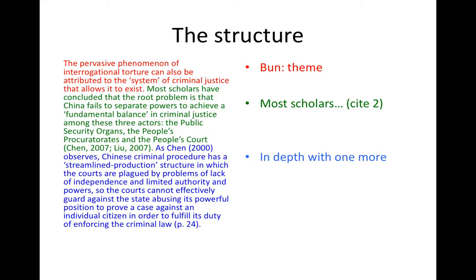And then look at what that paragraph does. We have a "most scholars, yada, yada, yada" sentence, which cites 2 specific studies at the end, and then the paragraph moves in depth with 1 source. So we have this long sentence that goes in depth with just 1 source.